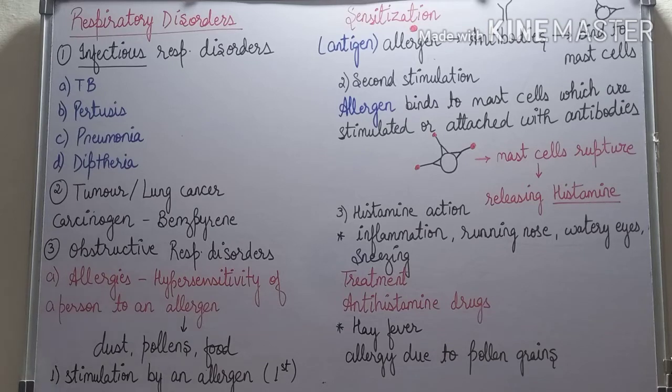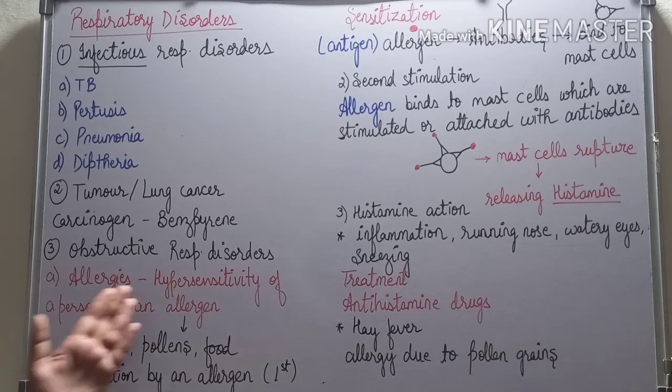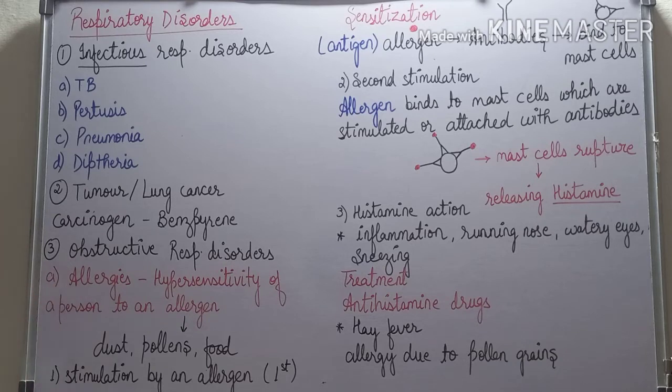So hypersensitivity of a person to any allergen, and that allergen can be dust, pollen, a type of food, or sunlight. It can be anything. So overreacting of our body, or the body being hypersensitive, or hypersensitivity of a person to any allergen is known as allergies.